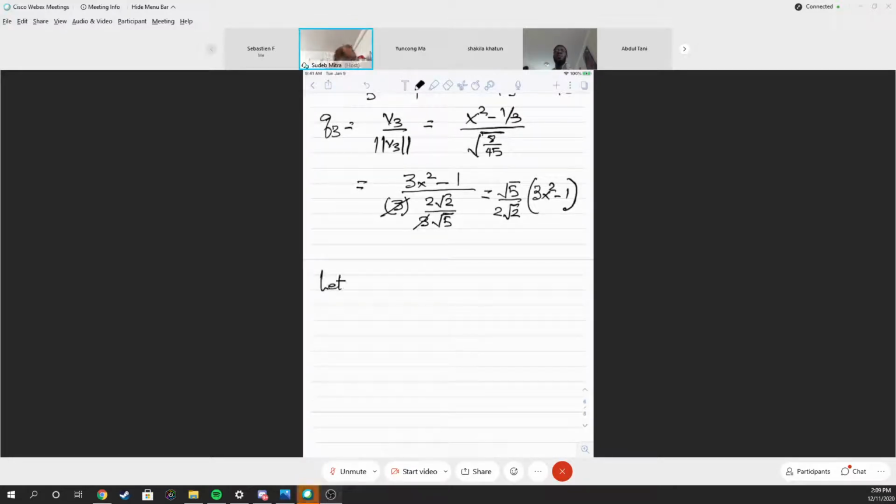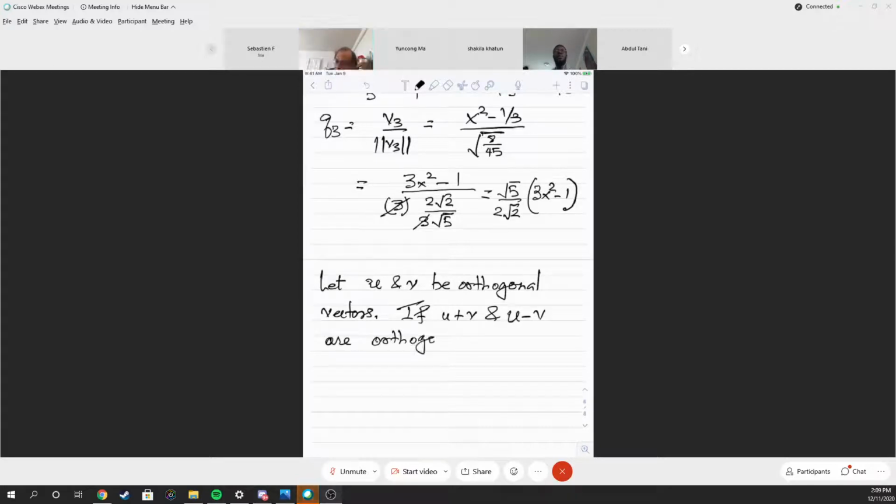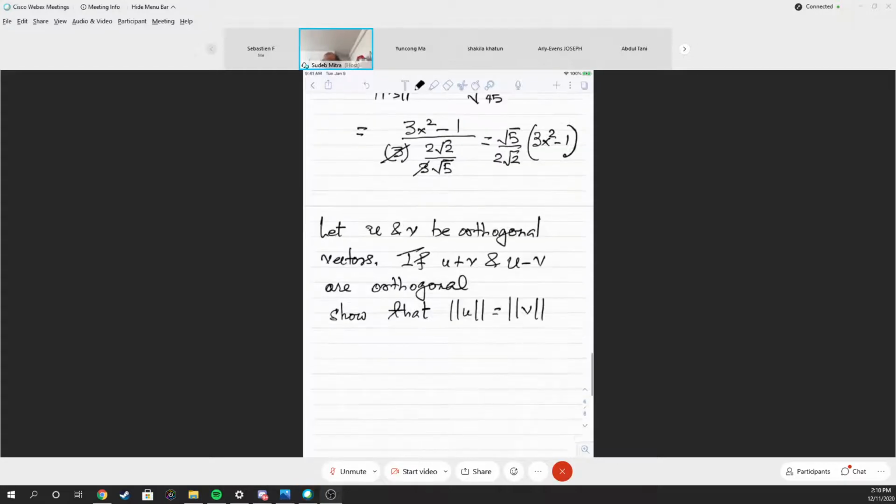Let U and V be orthogonal vectors. If U plus V and U minus V are orthogonal, show that norm of U is norm of V. Okay, really do we need this? Okay, norm of U is norm of V.